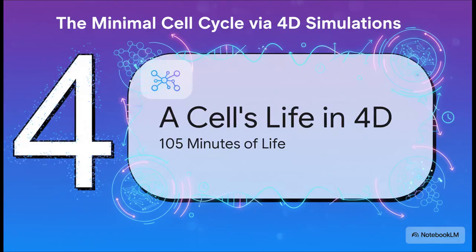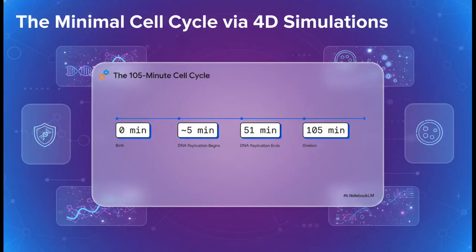And now for the main event, seeing this digital cell in action. After all that prep, the scientists hit run and got to watch the full 105-minute life cycle just unfold. And remember, this is a 4D simulation, so we can see everything happening in 3D space as time ticks forward. Here are the key moments in its short life. The cell is born at time 0. About 5 minutes later, it starts copying its DNA. That whole process takes it right up to the 51-minute mark, and finally, at 105 minutes, the cell divides.